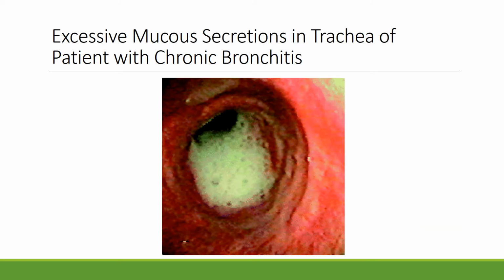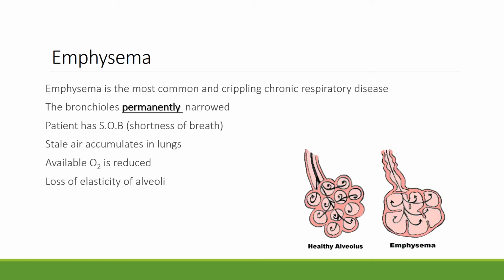This slide shows you the excessive mucus production in the trachea of a patient who has chronic bronchitis. And remember, this is part of the reason these people develop a cough. Even more severe than chronic bronchitis is a condition called emphysema. It is the most common and crippling chronic respiratory disease.